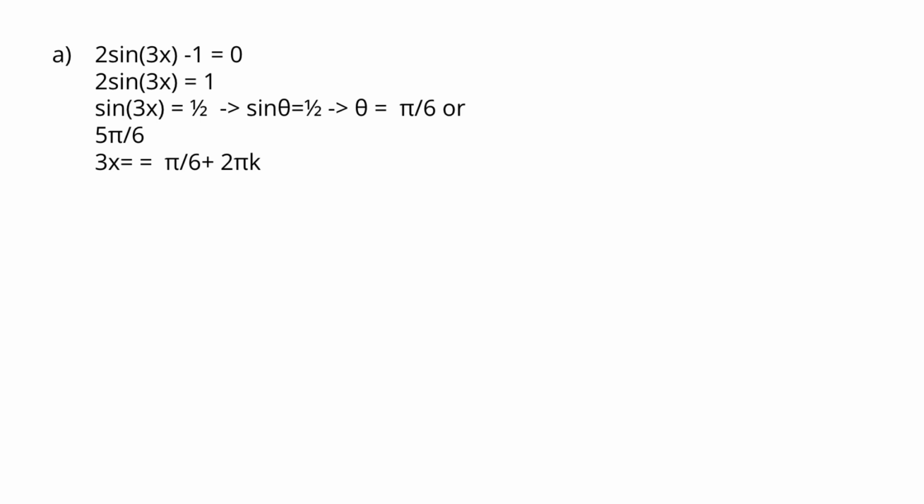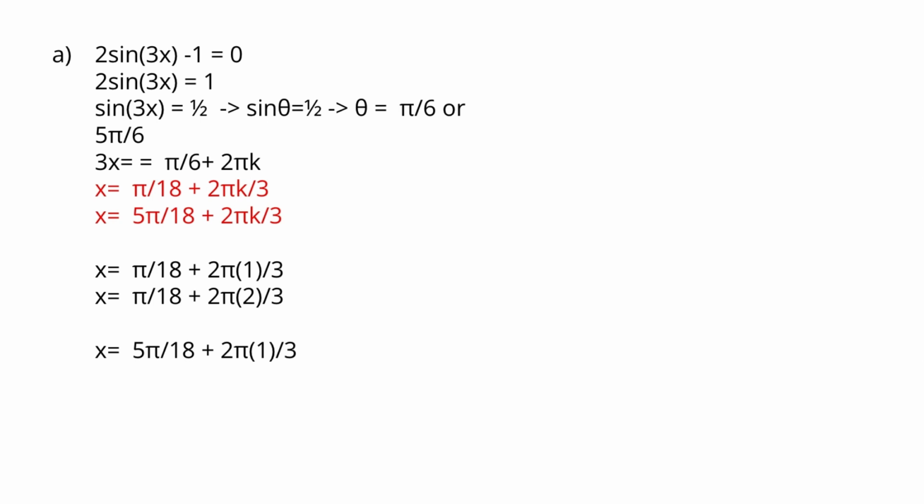Then we can put 3x equal to pi over 6 plus 2 pi k. Once we have that, to find the value of x, we divide everything by 3, which gives us pi over 18 plus 2 pi k divided by 3. And also, x is equal to 5 pi over 18 plus 2 pi k divided by 3.